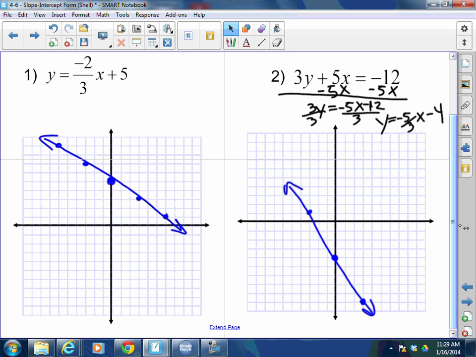Does that make sense? Yes? Why is it 4, you ask? Because 3 gets divided into the negative 5 and into the negative 12.